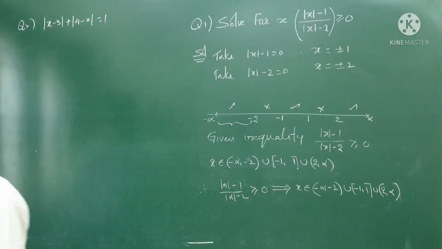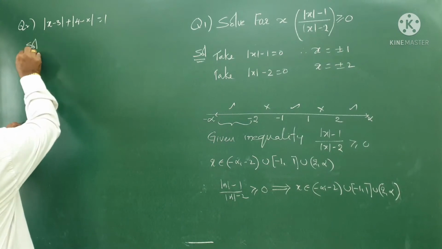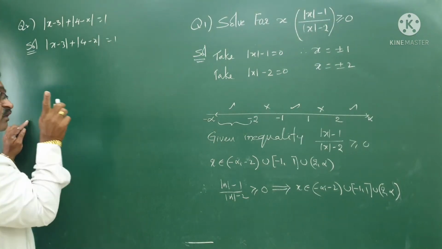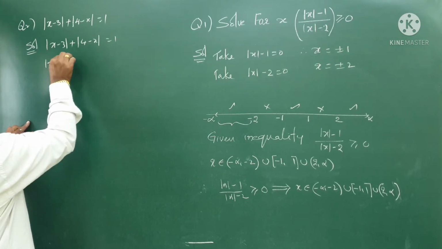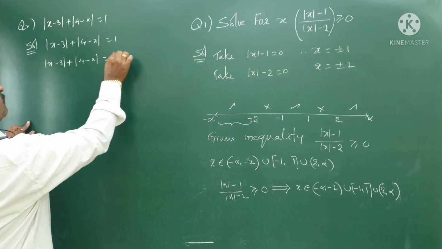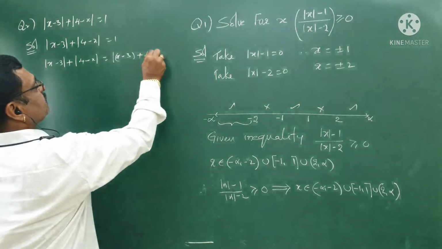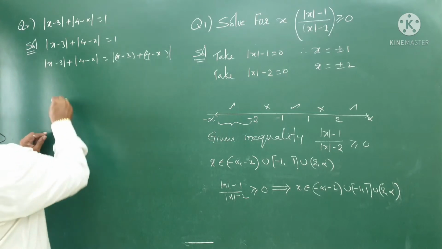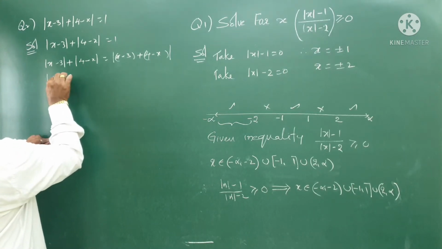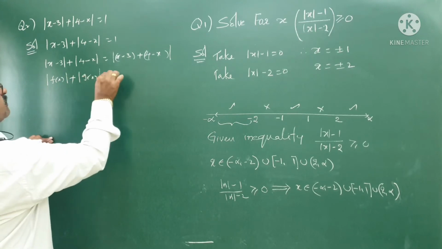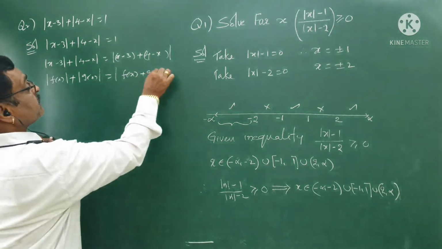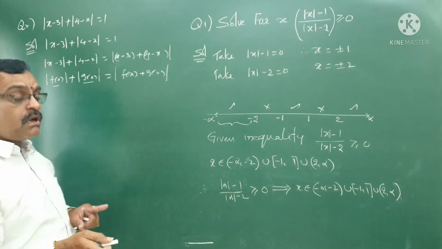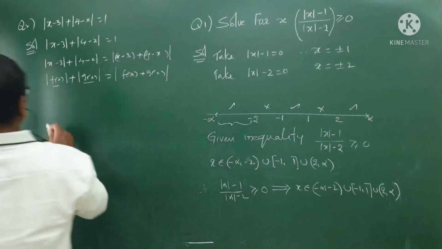What is the property? Now look here, solution. We have mod of x minus 3 plus mod of 4 minus x is equal to 1. Now I am going to rewrite this as mod of x minus 3 plus mod of 4 minus x is equal to mod of x minus 3 plus 4 minus x. That means I can write this as the sum of these two expressions. Now it looks like mod of f of x plus mod of g of x is equal to mod of f of x plus g of x. When is it possible? It is possible only if both are negative or both are positive.